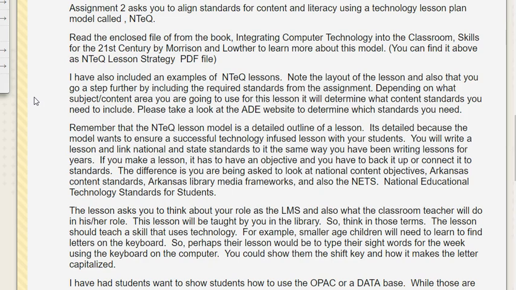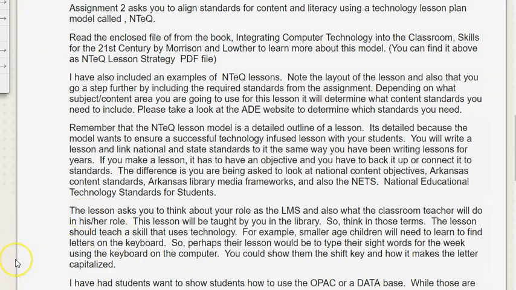If you make a lesson, it has to have an objective. You have to back it up or connect it to standards. The difference is, this time you're being asked to also look at those national content objectives, Arkansas Content Standards, Arkansas Library Media Frameworks, and the NETS, the National Educational Technology Standards for Students.